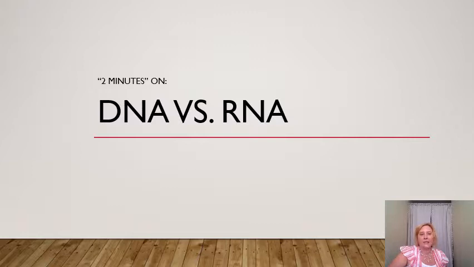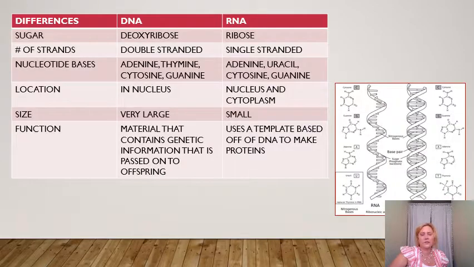So DNA is also called deoxyribonucleic acid, and RNA, the real name is ribonucleic acid. And these are organic compounds that are considered nucleic acid compounds. So some major differences between DNA and RNA are as follows.